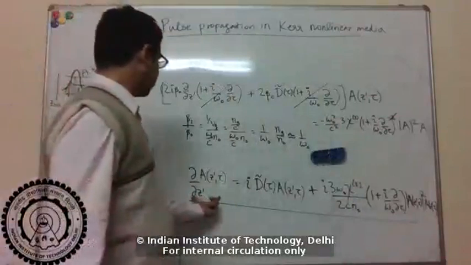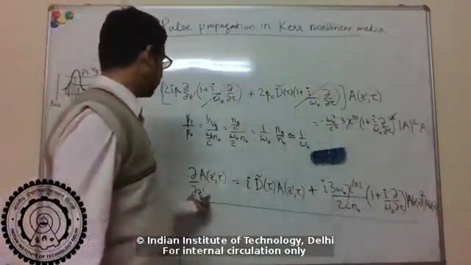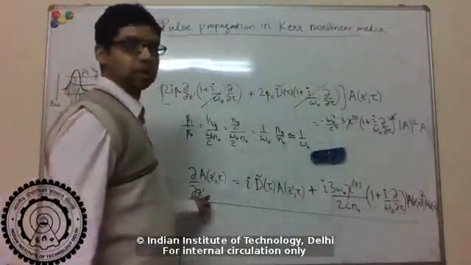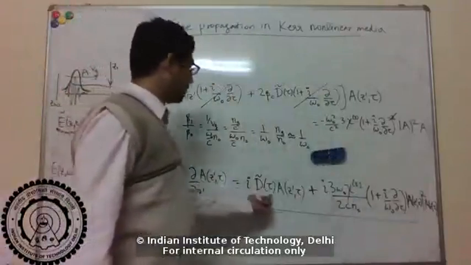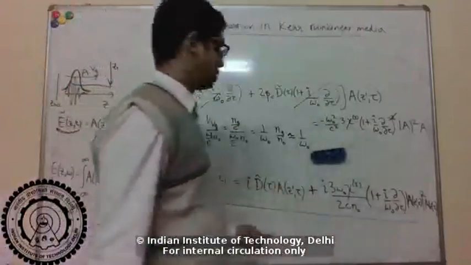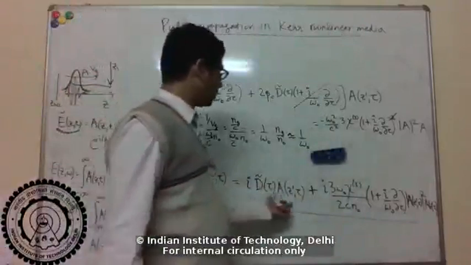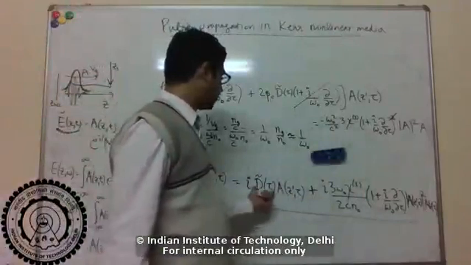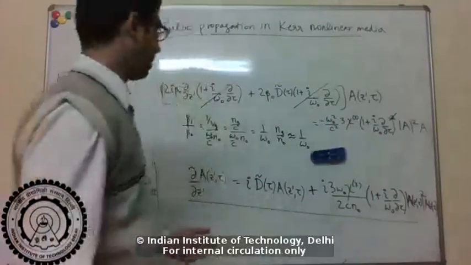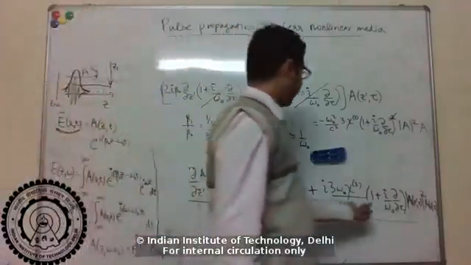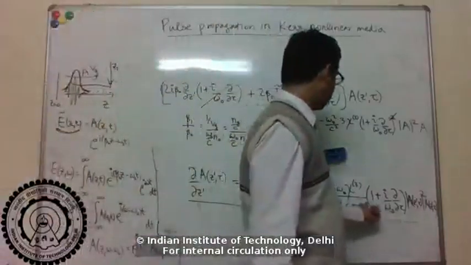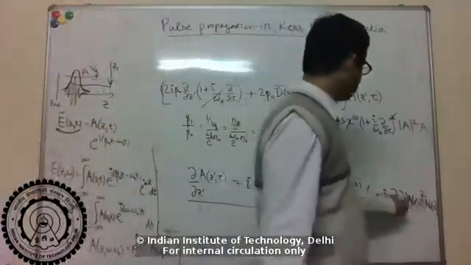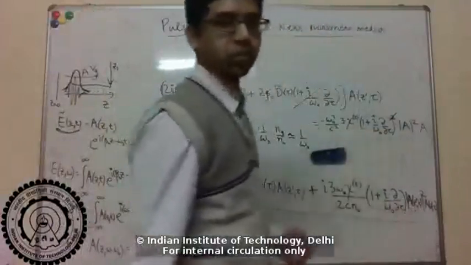So on the left hand side I have dA by dz, which is basically saying how my envelope changes as it propagates along z. On the right hand side there are 2 contributions to that. First one is a dispersion operator, right? So this is telling me how the pulse shape changes because of dispersion in the medium. And then the second one tells me how the pulse shape changes due to the nonlinearity, Kerr nonlinearity in the medium, which depends on mod A square, which is the intensity.